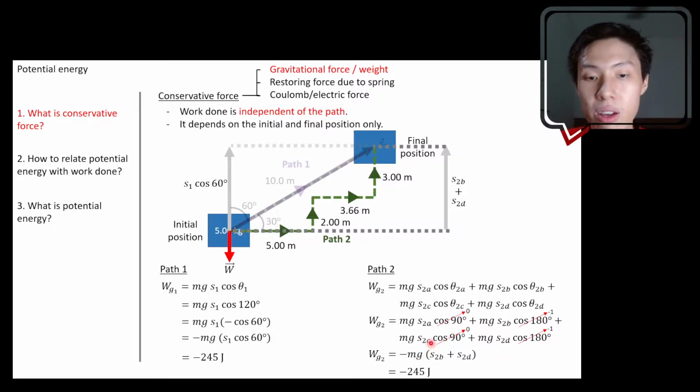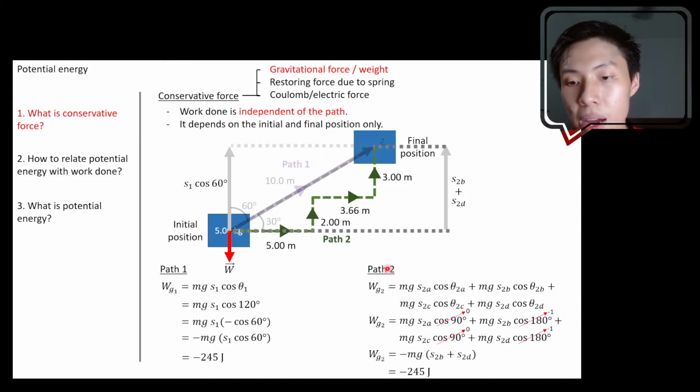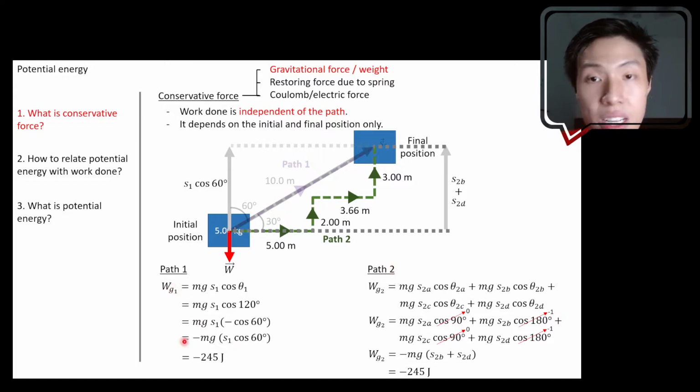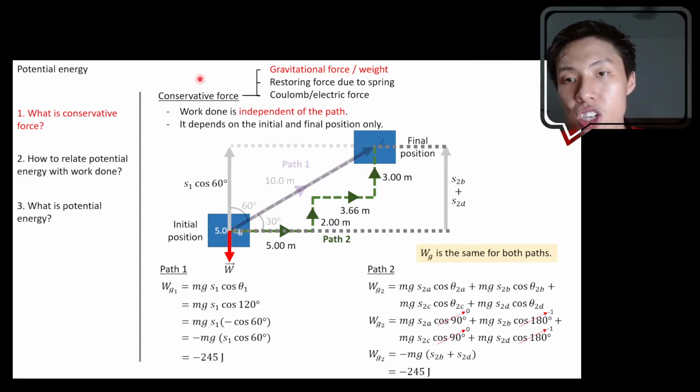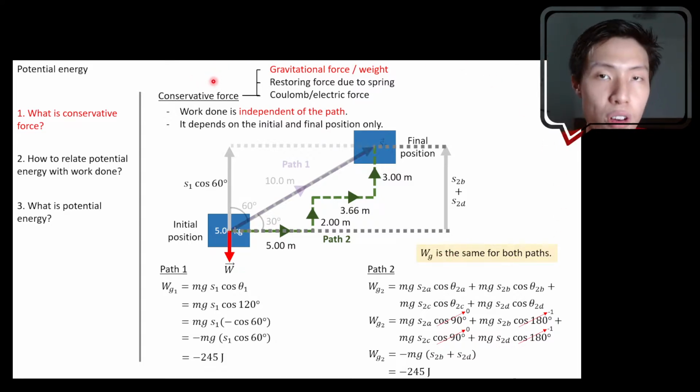So now we can observe that by using path 1 and path 2, our work done by gravity will be the same answer. Both of them are negative 245 joule. So in that case, we are actually proving that work done by gravity is the same for both paths. Therefore, gravitational force is a conservative force. Because no matter whether I choose path 1 to go from initial position to final position, or I choose path 2 to go from initial to final position, I will still get the same amount of work done.